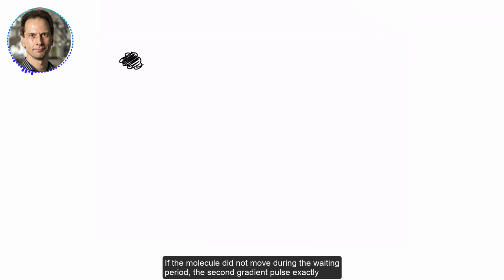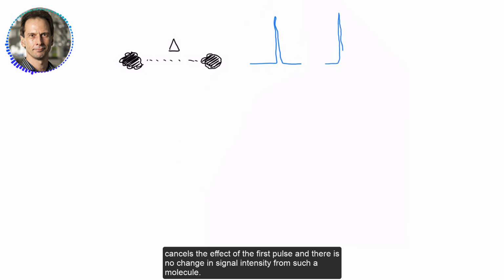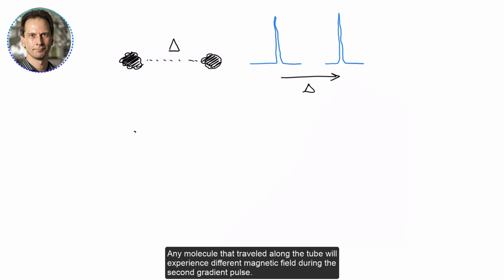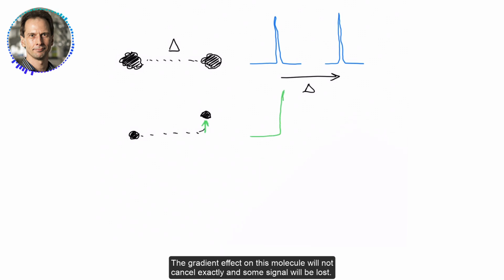If the molecule did not move during the waiting period, the second gradient pulse exactly cancels the effect of the first pulse, and there is no change in signal intensity from such a molecule. Any molecule that traveled along the tube will experience a different magnetic field during the second gradient pulse. The gradient effect on this molecule will not cancel exactly, and some signal will be lost.